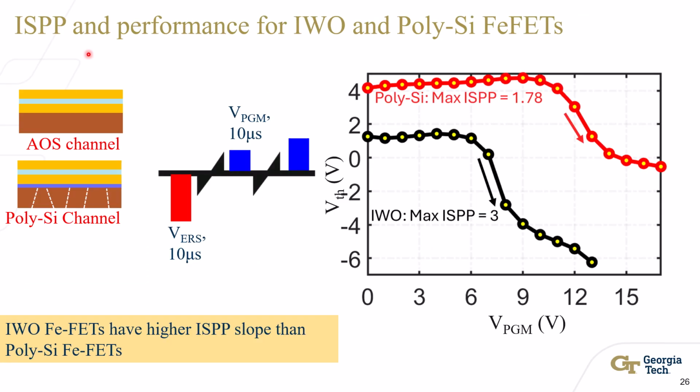We also compare the ISPP performance for IWO and polysilicon FeFET. In order to compare the ISPP performance, we set the device in the array state and increase the program voltage incrementally. A larger ISPP slope is always desired for high speed operations. What we see is that in case of IWO channel, the max ISPP slope is larger compared to the polysilicon channel, which is beneficial for high-speed operations in NAND devices.